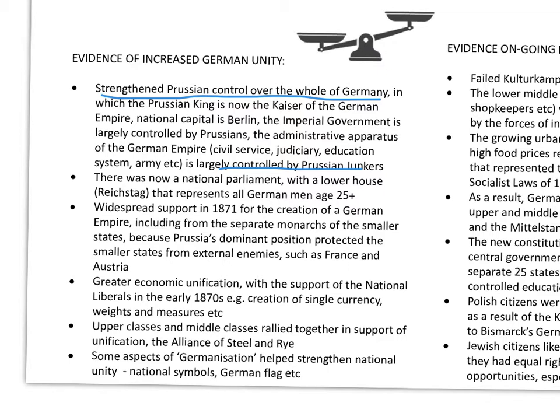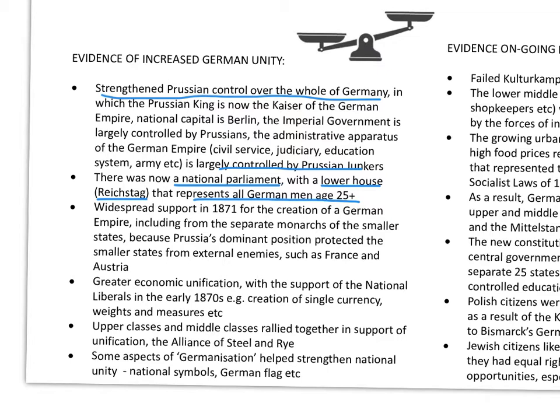And the next point, there is now a national parliament that represents all German men aged 25 plus, and in particular the lower house, the Reichstag. That in itself is evidence of a real sense of identity. All Germans can now identify: we are German, and we have a national parliament that represents us, and laws for the new German Empire cannot be passed without the approval of the Reichstag.